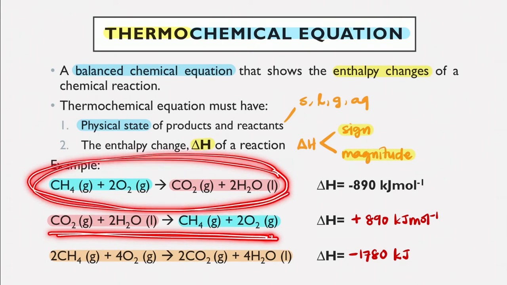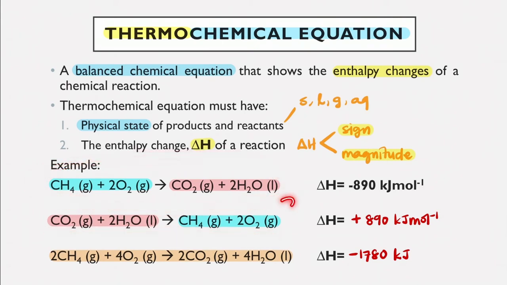So this is the original one, and then it is reversed. So what will happen to the enthalpy change? The enthalpy change will have a change in your sign. This one is negative where it is exothermic. So when the reaction is reversed, you will get an endothermic reaction, but with the same magnitude for enthalpy change.